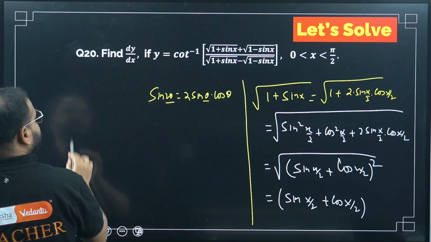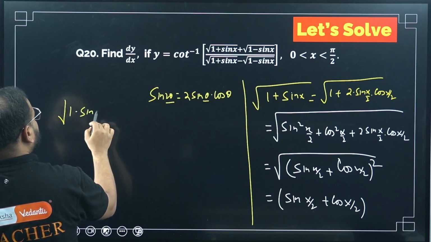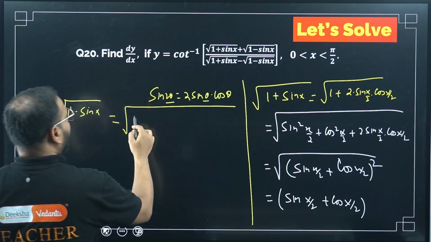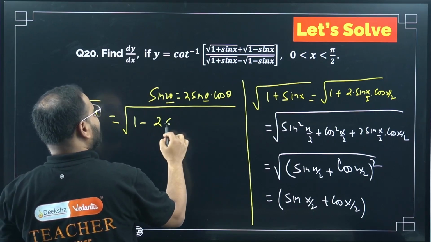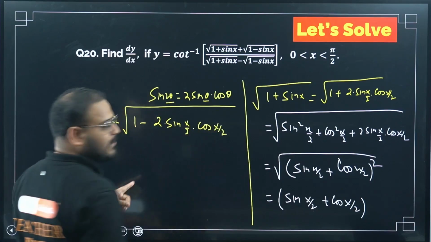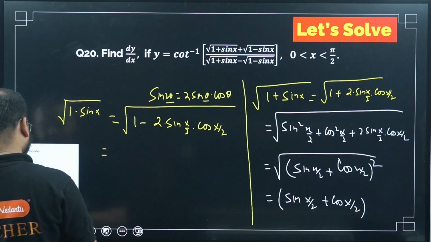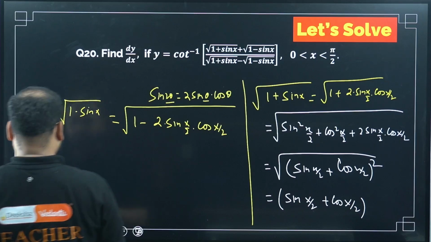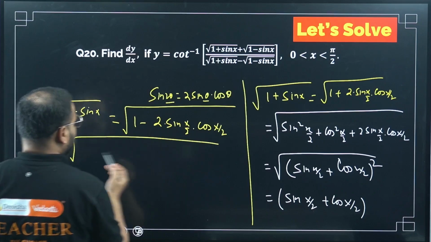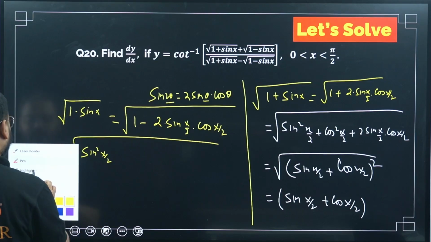Please check this. 1 minus sin x. This will become what? This will become 1 minus 2 sin x by 2 cos x by 2. I don't have to explain this again, same formula I'm using here. Now I'll write this one as, same thing, sin square x by 2, or let me write this the other way around.